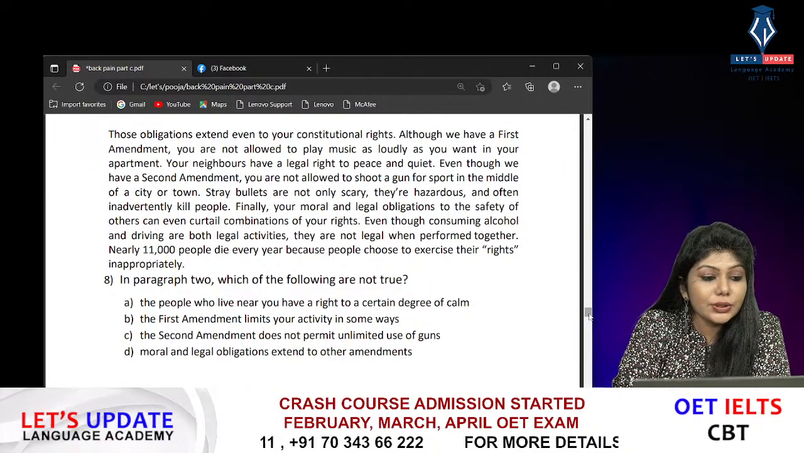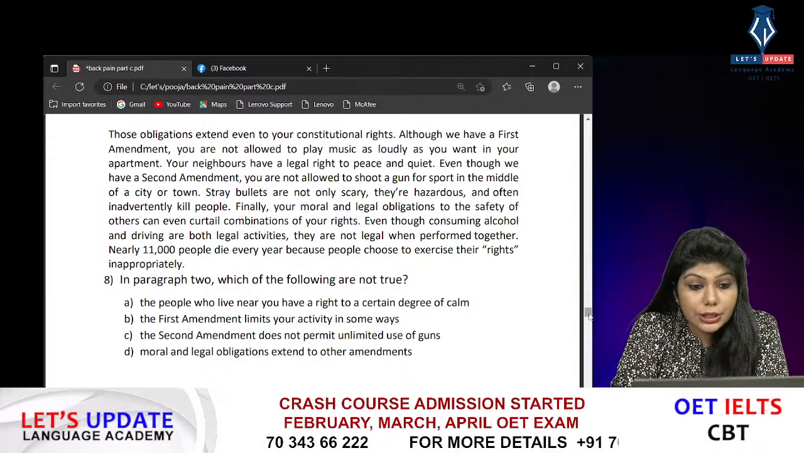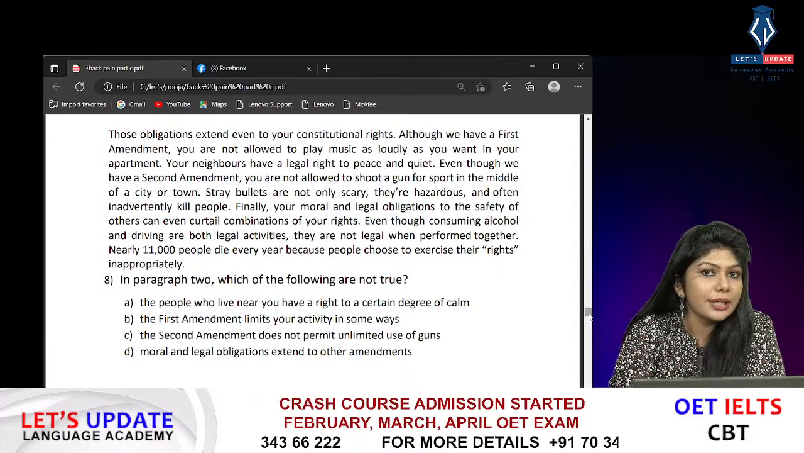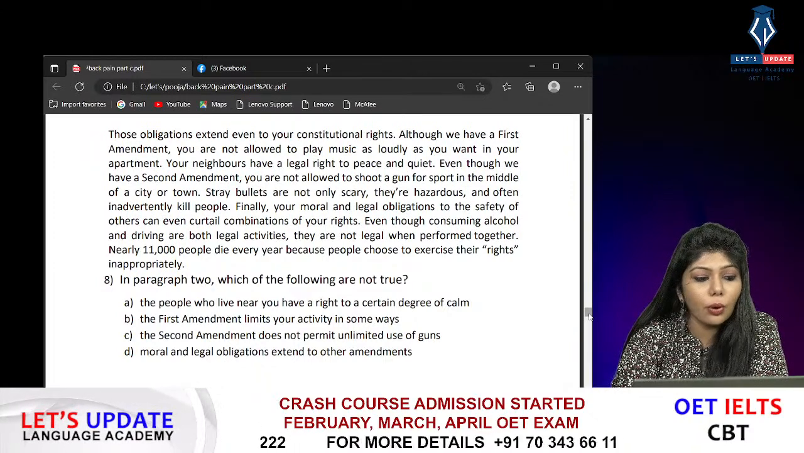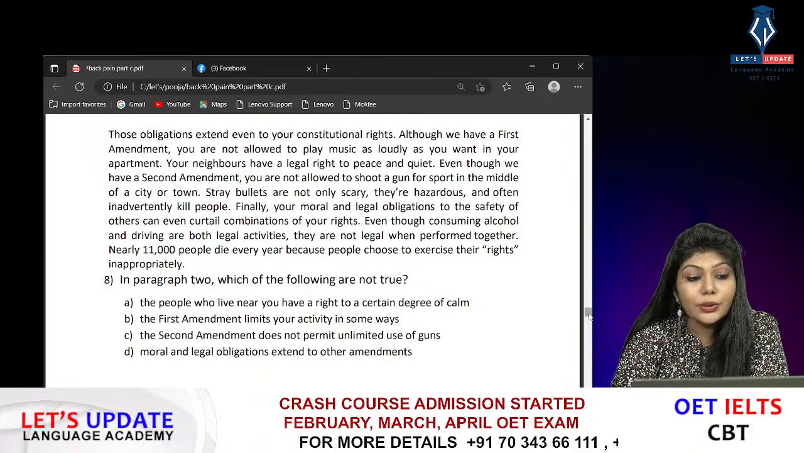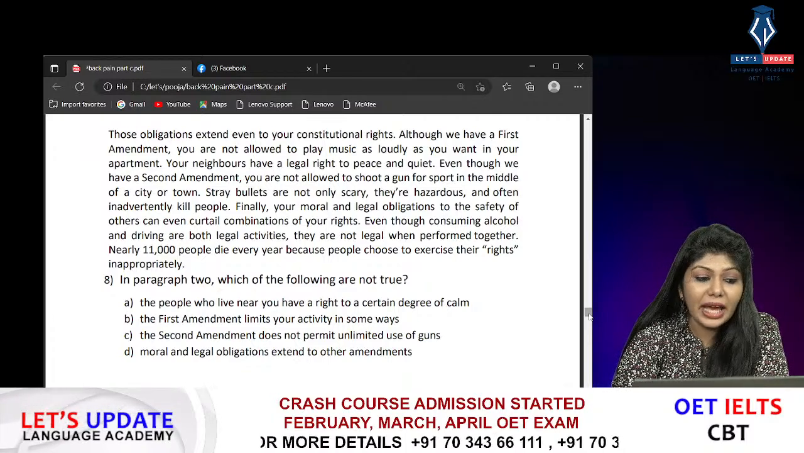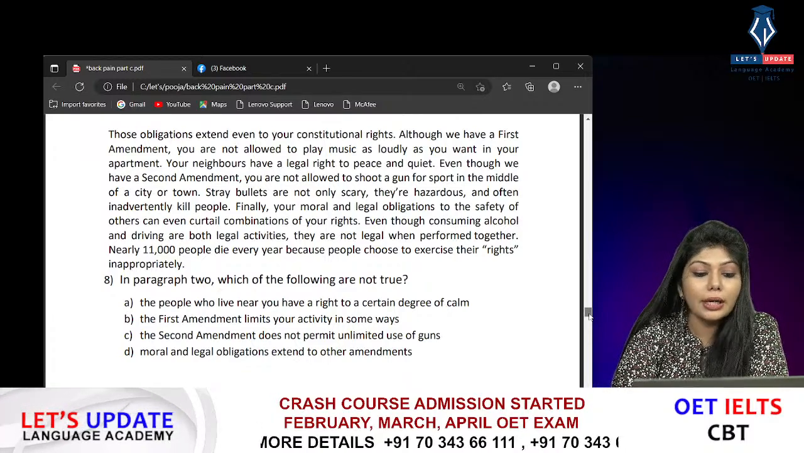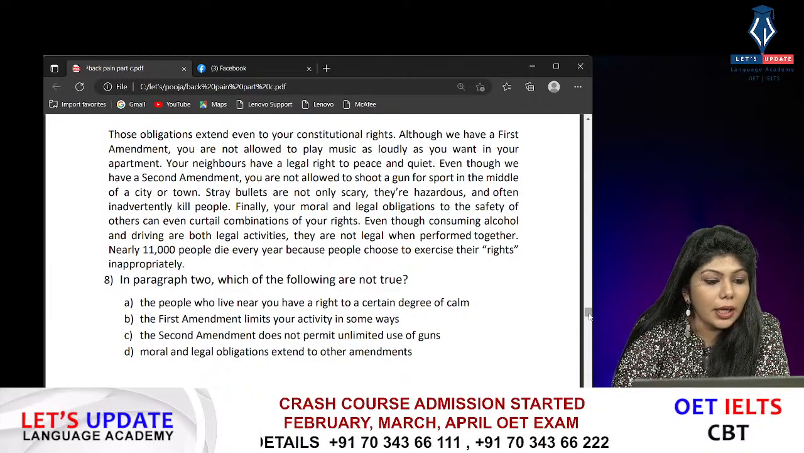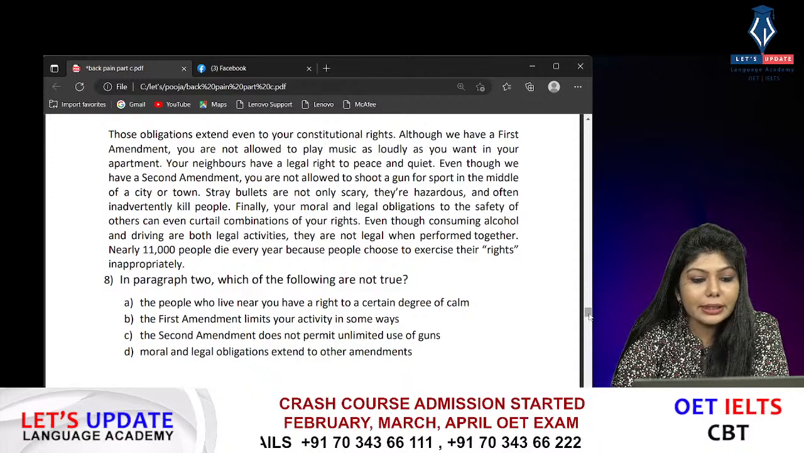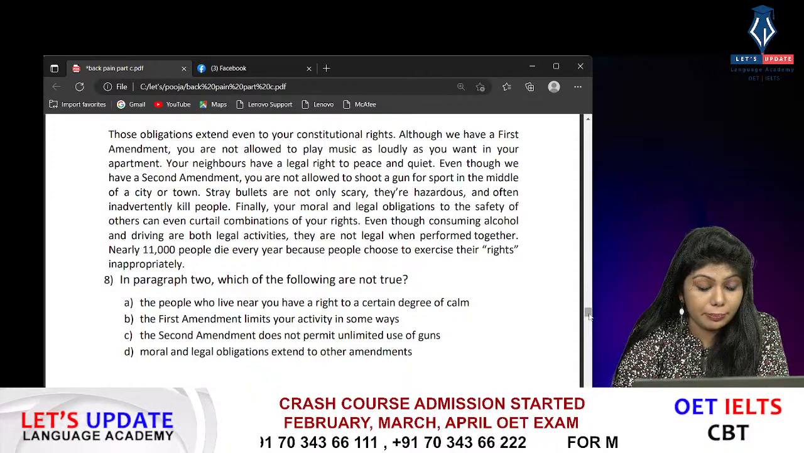Now we shall read it together. Those obligations extend even to your constitutional rights. Although we have a First Amendment, you are not allowed to play music as loudly as you want in your apartment. Your neighbors have a legal right to peace and quiet. Even though we have a Second Amendment, you are not allowed to shoot a gun for sport in the middle of a city or town. Stray bullets are not only scary, they are hazardous and often inadvertently kill people.